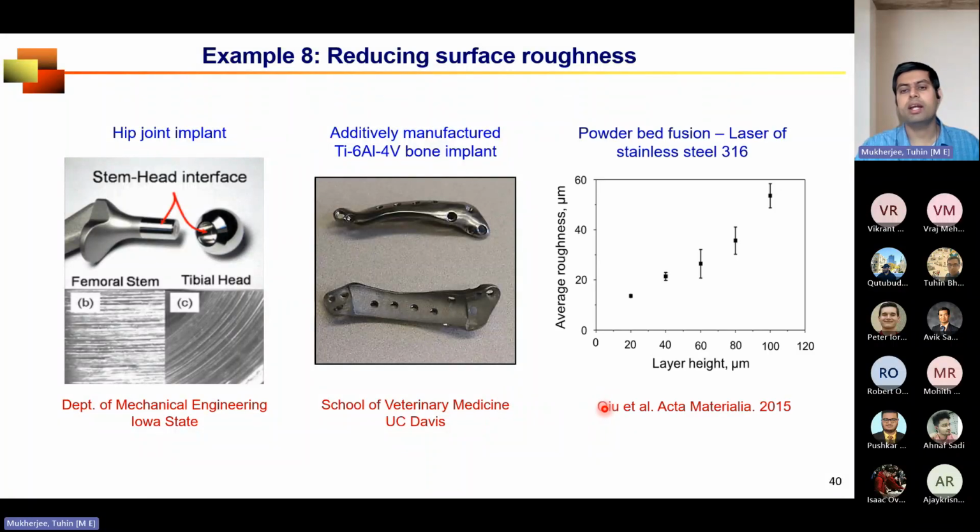So how you can avoid that? You can print the part with tiny layer. So you will avoid the staircase effect and you will get very low surface roughness. But what will happen if you print a part with very tiny layer? We will take decades to print a part. So productivity will be significantly affected. So that's why this is probably not a good approach.